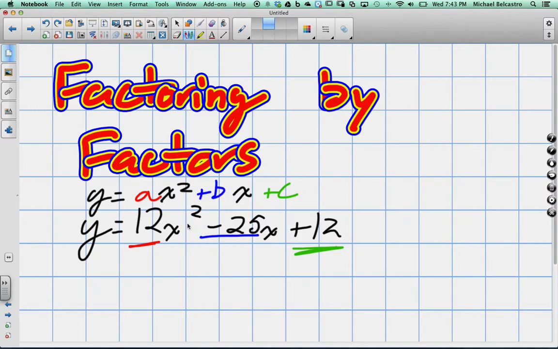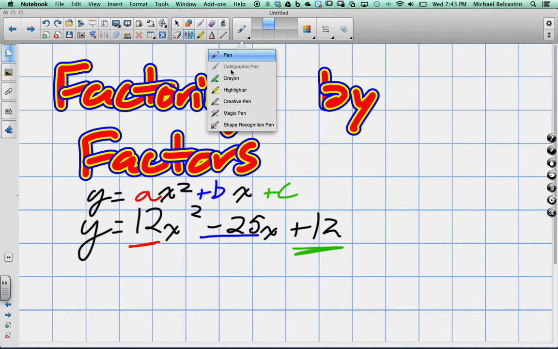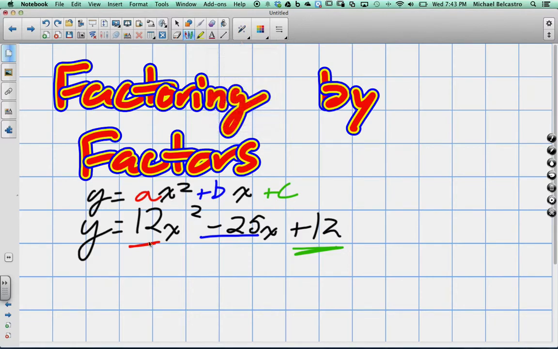What we're going to do in this is we're actually going to find factors, and we need to find the factors of our a term, so the factors of 12, and our c term, the factors of 12. They end up being the exact same numbers. Those factors, and this is the part that's a little confusing, need to multiply to two products. And those products need to add up to our b term, which is negative 25.